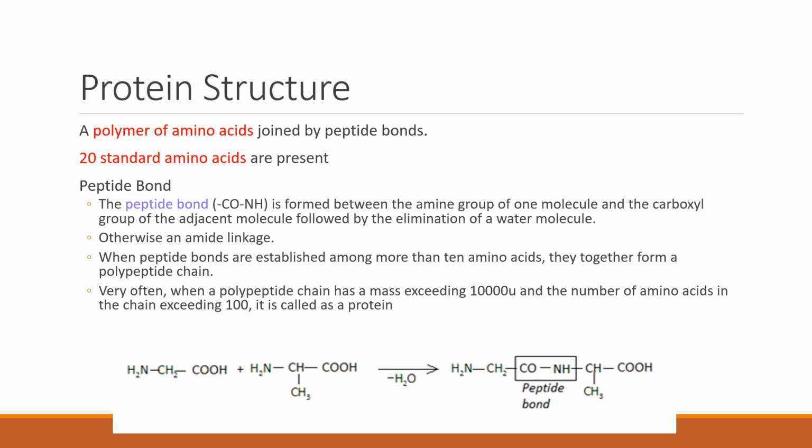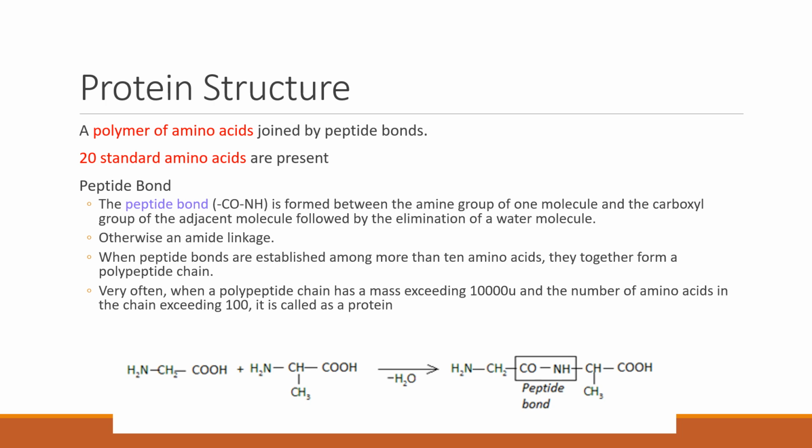To begin with, what is a protein structure? We know that a protein is basically a polymer of amino acids which are joined by peptide bonds, and there are 20 standard amino acids involved in it. Each of the amino acids in the protein requires a particular linkage between the amine group of one molecule and the carboxyl group of the adjacent molecule, which is called a peptide bond.